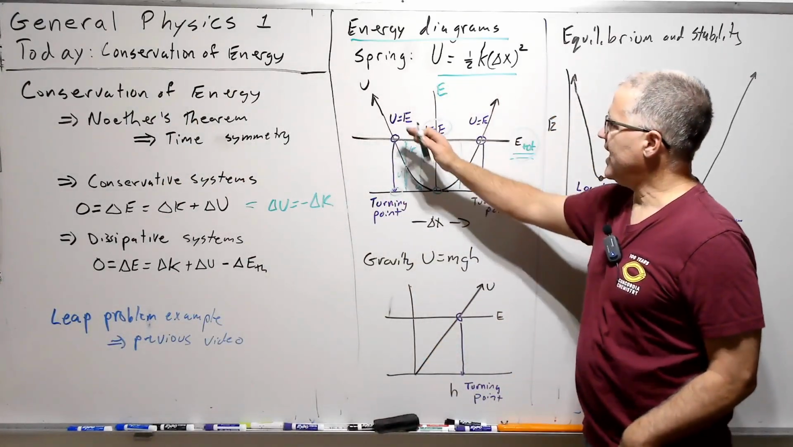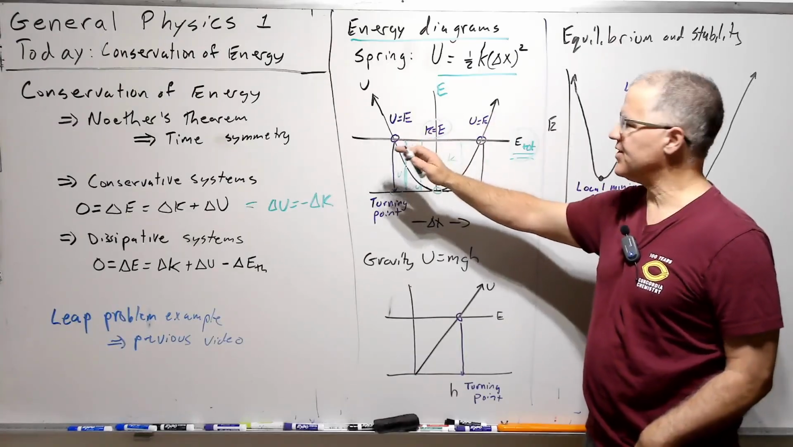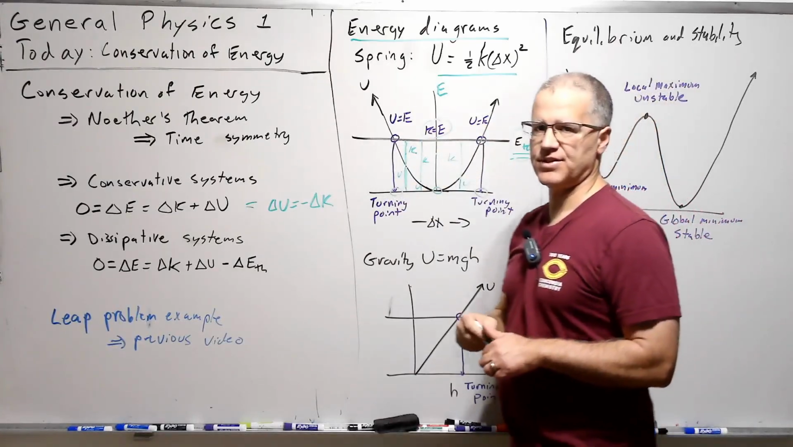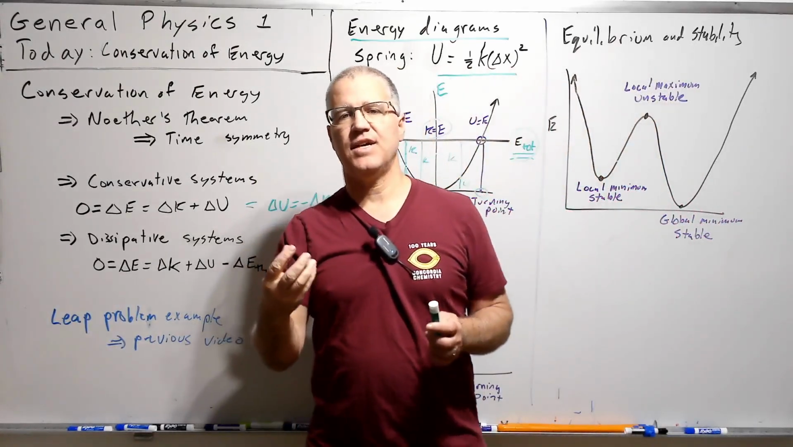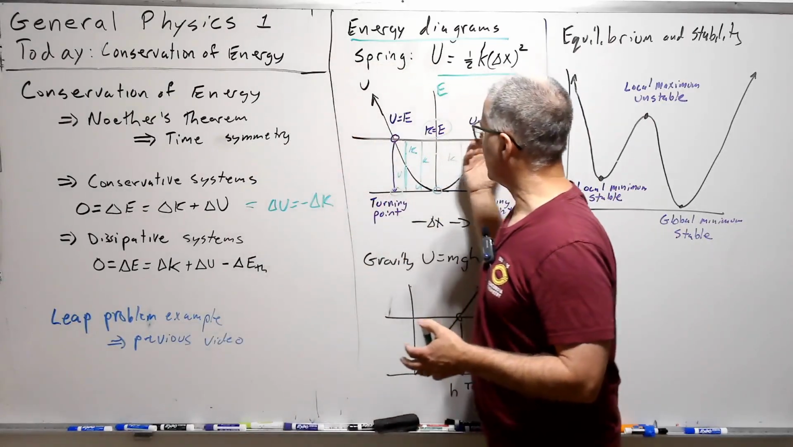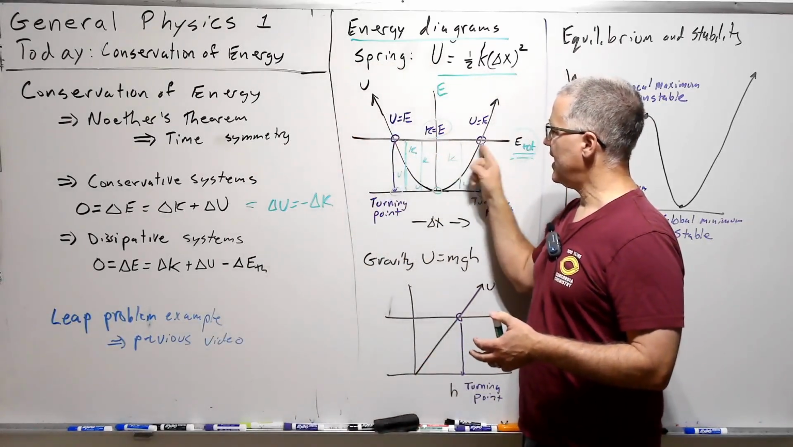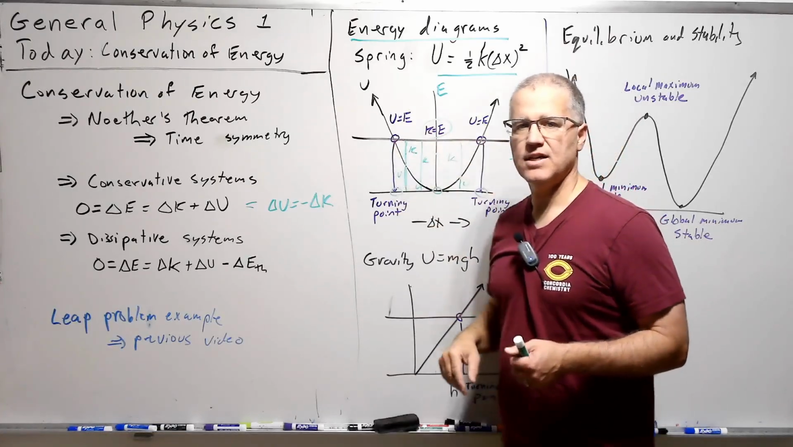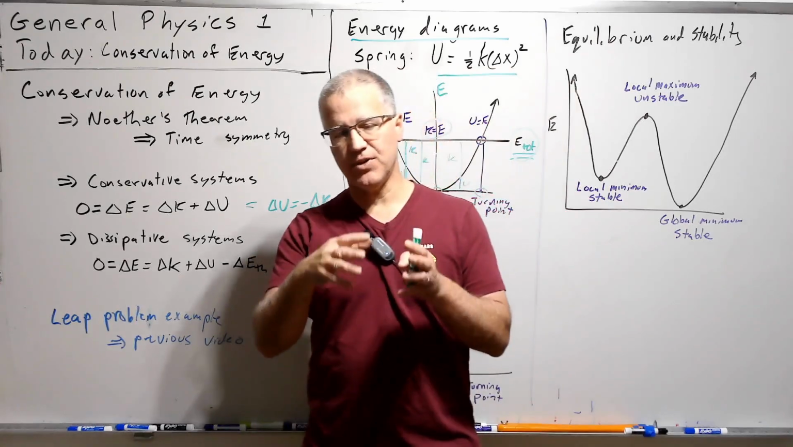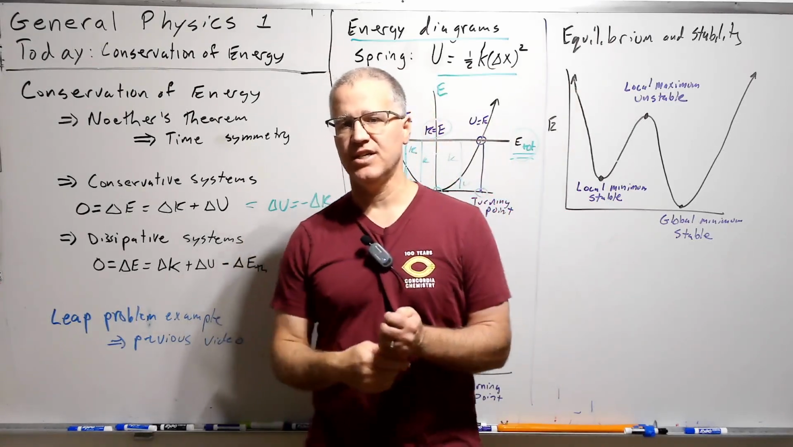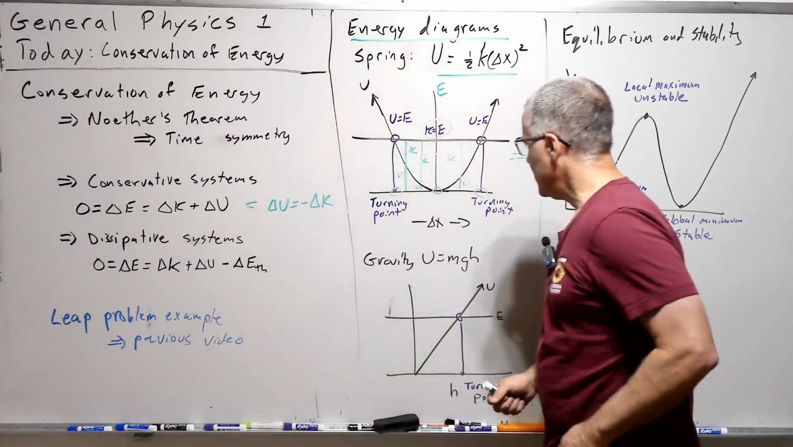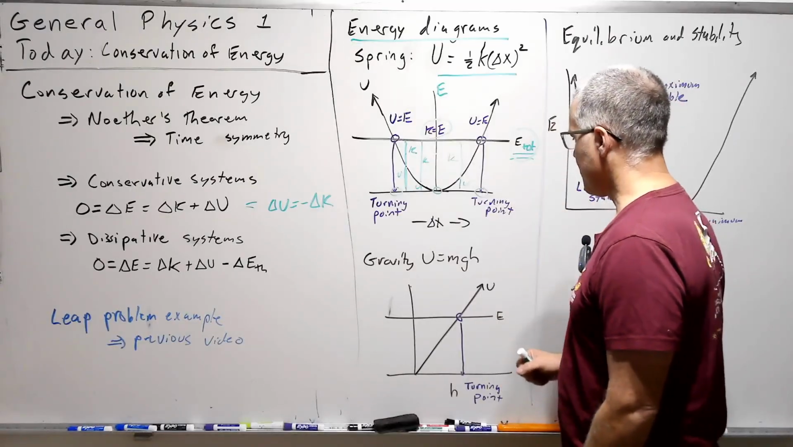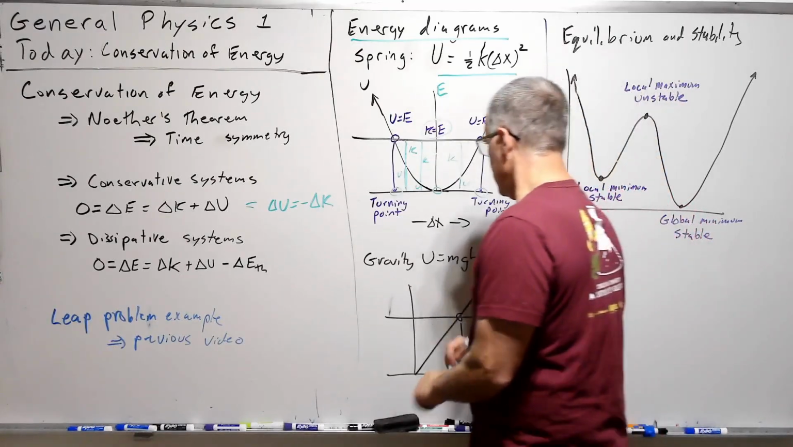Okay, so this is called an energy diagram, and it captures the motion of the system. You want to be able to look at this diagram and see it going from side to side as it's gaining and losing potential energy, gaining and losing kinetic energy, such that the potential energy plus the kinetic energy is always equal to E.